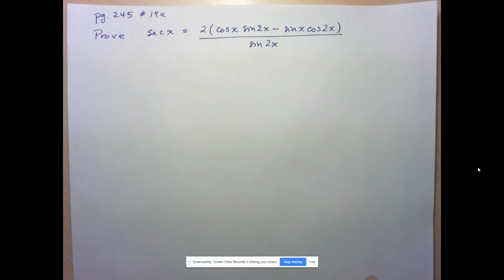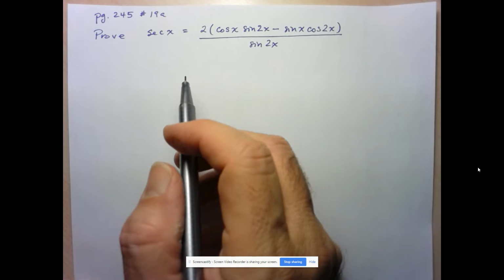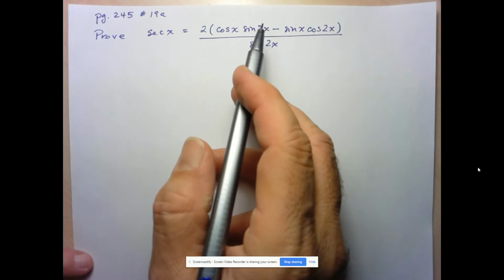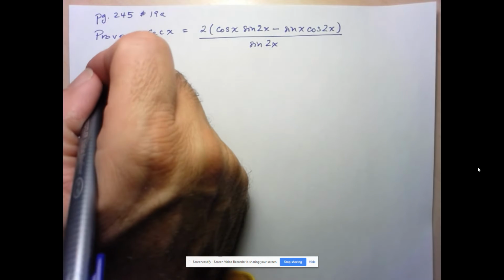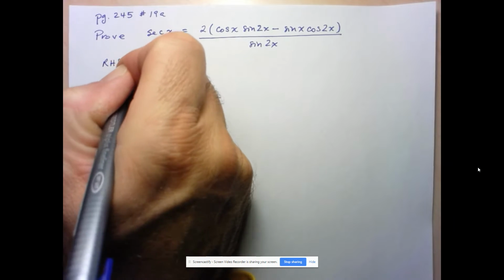Hi folks, we're going to take a look at page 245, number 19a. So they want us to prove this identity. I'm clearly going to start with the right-hand side, much more complex, a lot more that we can do with it. Okay, and let's see what happens here.